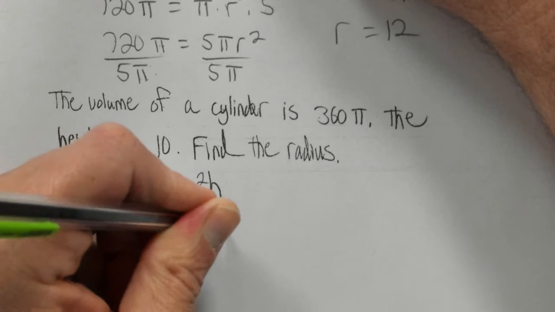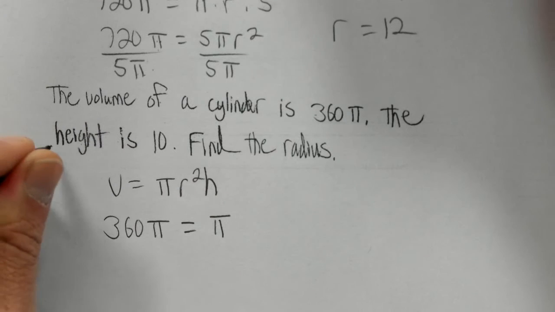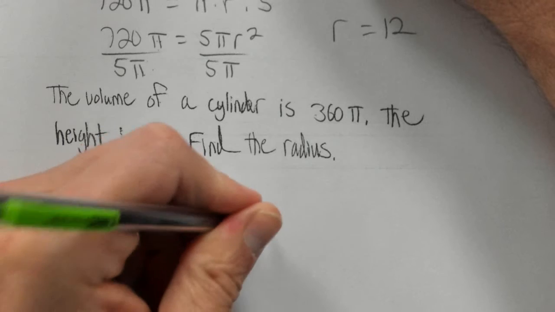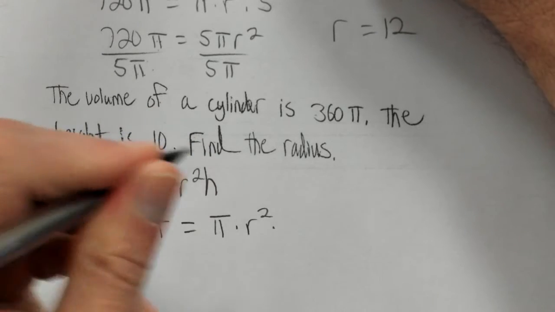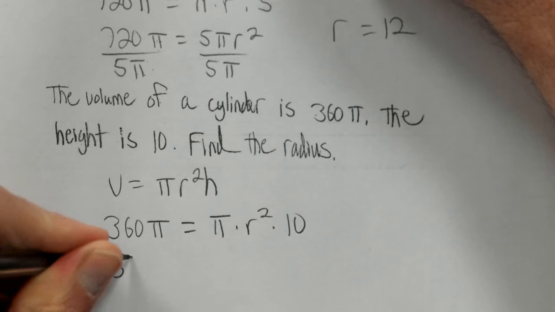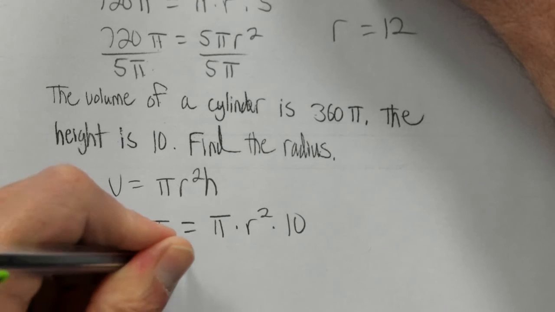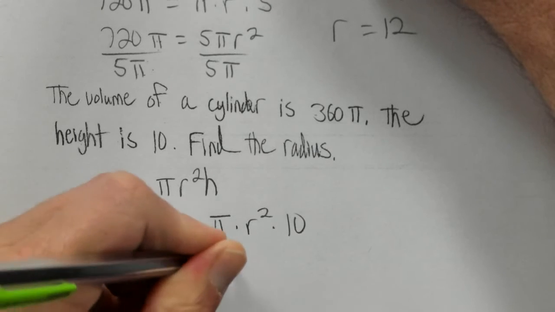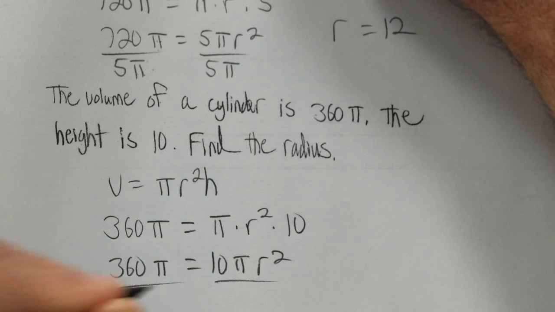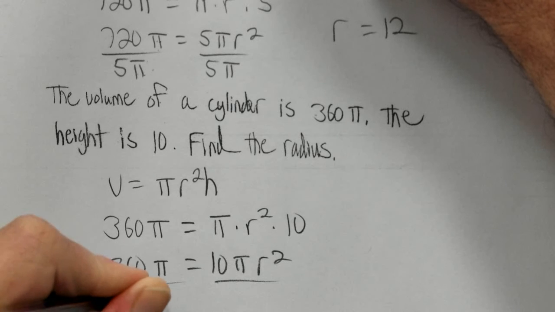Okay, pi. It says now the height is 10. Find the radius, and so once again, my r is missing, and the height here is 10. Alright, so rewrite it as 10 pi r squared. Now we can divide by 10 pi.